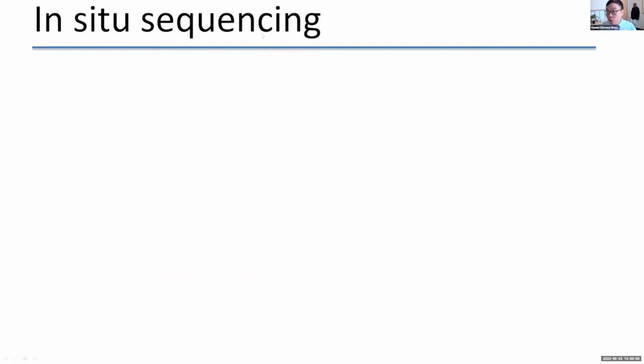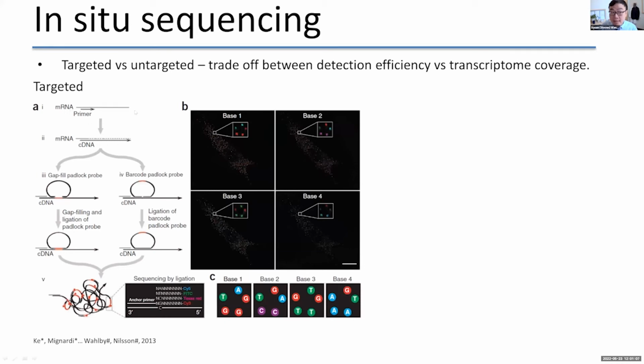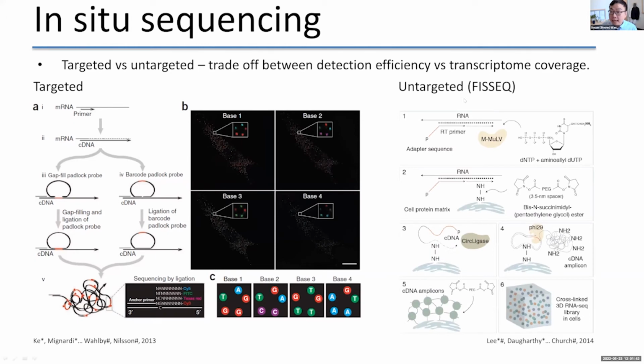All right, now let's talk about in situ sequencing. And in the in situ sequencing category, there are two subcategories: targeted versus untargeted in situ sequencing. In targeted in situ sequencing, what you have are these RNA molecules, and they are first reverse transcribed into cDNA. And then these padlock probes are hybridized to the cDNA, and they are circularized with a ligation reaction with or without a gap-filling polymerization reaction. And finally, this circular probe is amplified through a rolling circle amplification procedure. And finally, either the gap-filled sequence or a barcode sequence on the circle is sequenced through sequencing by ligation. And then in the untargeted FISSEQ procedure, the key difference is there's no padlock probe, but the cDNA itself is circularized and amplified through rolling circle amplification and sequenced in situ.